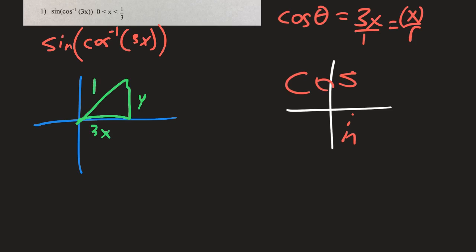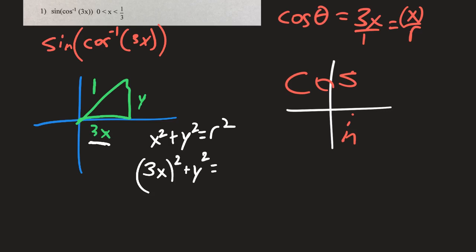So how do I solve this now? Well, let's go ahead and set up that same Pythagorean theorem that we used earlier, right? X squared plus y squared equals r squared. Again, this x is like the side of the triangle. So I'm going to plug this in as 3x. That's going to be squared. I don't know my y. And my r squared is just going to be 1 squared, okay? And let's see how this comes out as we simplify it.